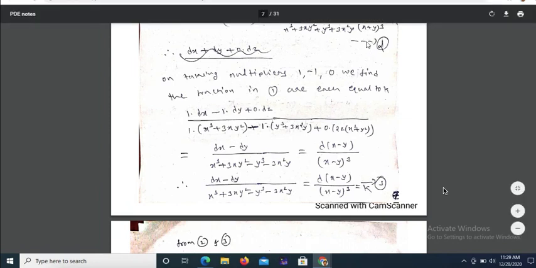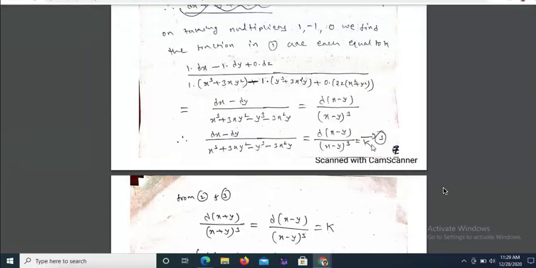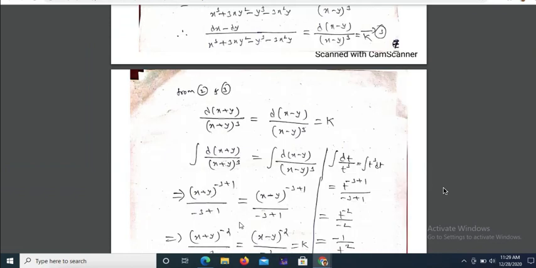Here equation 2 we have, here equation 3 we have. Okay, now from 2 and 3, both are equal to the constant k. So the right side of both is the constant k. So I can write from 2 and 3: d(x plus y) by (x plus y) whole cube equal to d(x minus y) by (x minus y) whole cube equal to k. Correct? Now integrate on both sides.